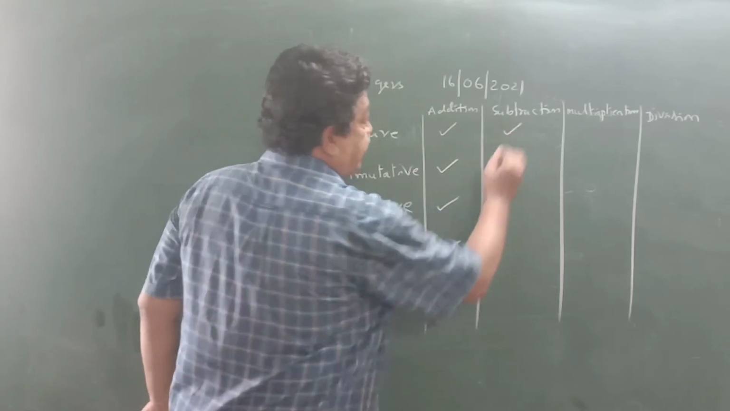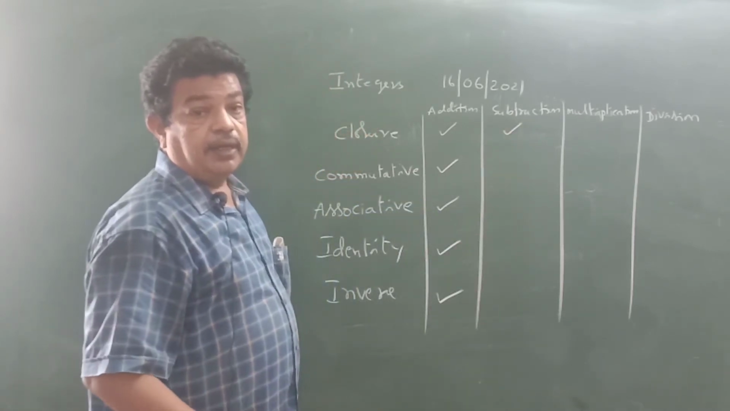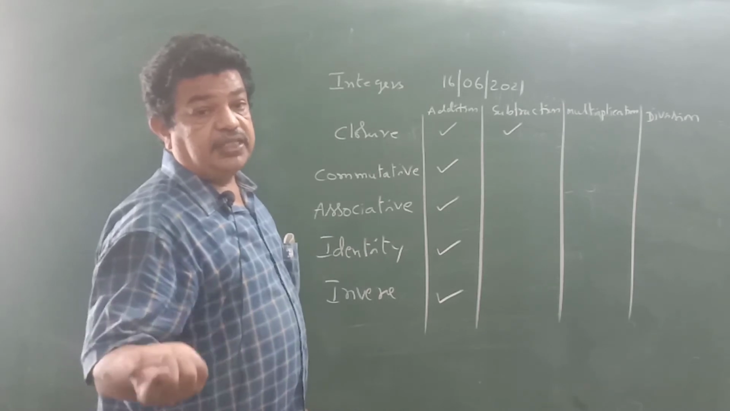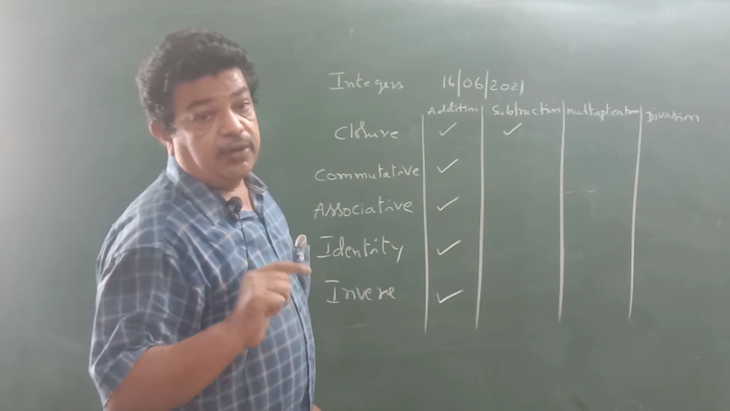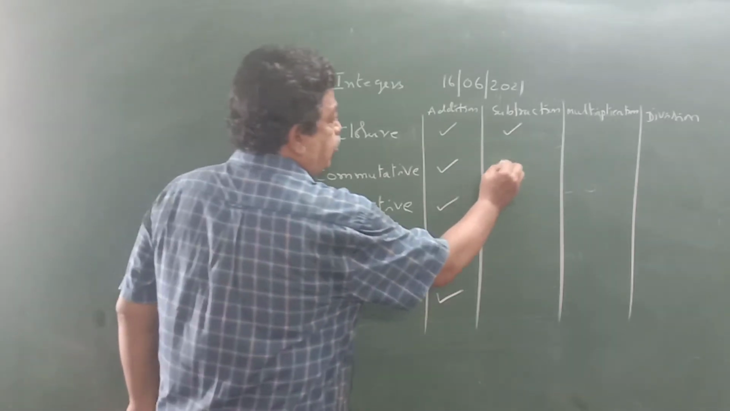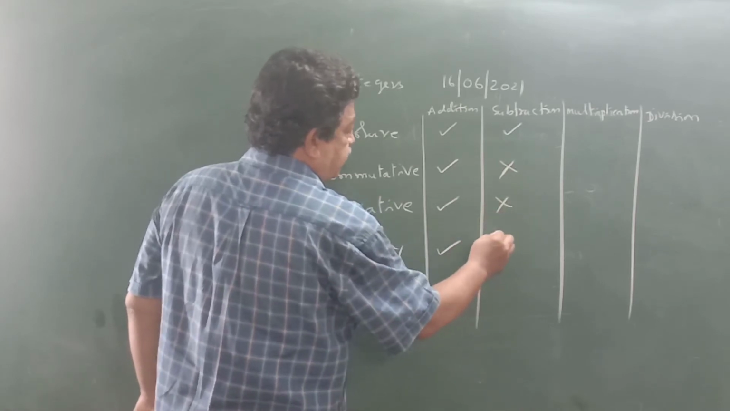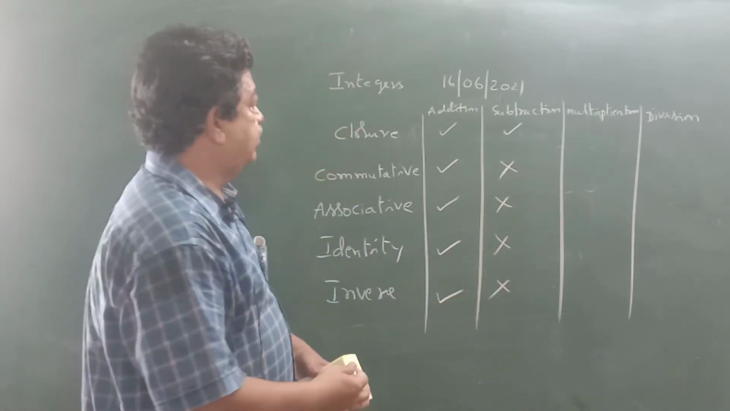Subtraction. The difference of any two integers is an integer, which is closure. A minus b: a is an integer, b is another integer. The difference of a and b is an integer. Integers have closure property under subtraction. But integers do not have commutative, associative, identity and inverse properties under subtraction.